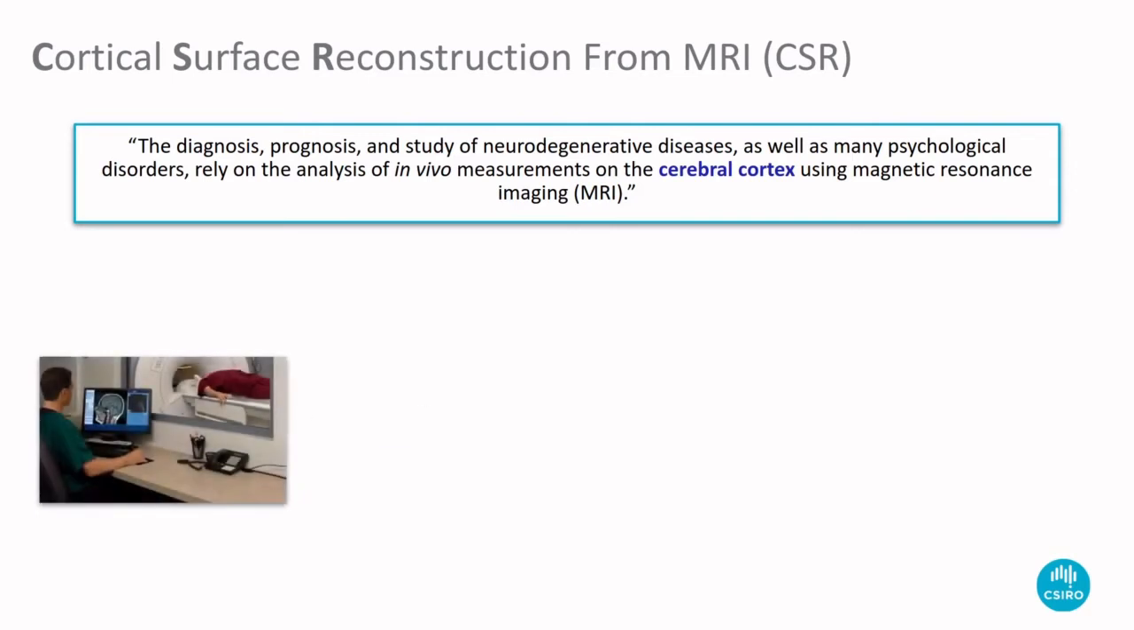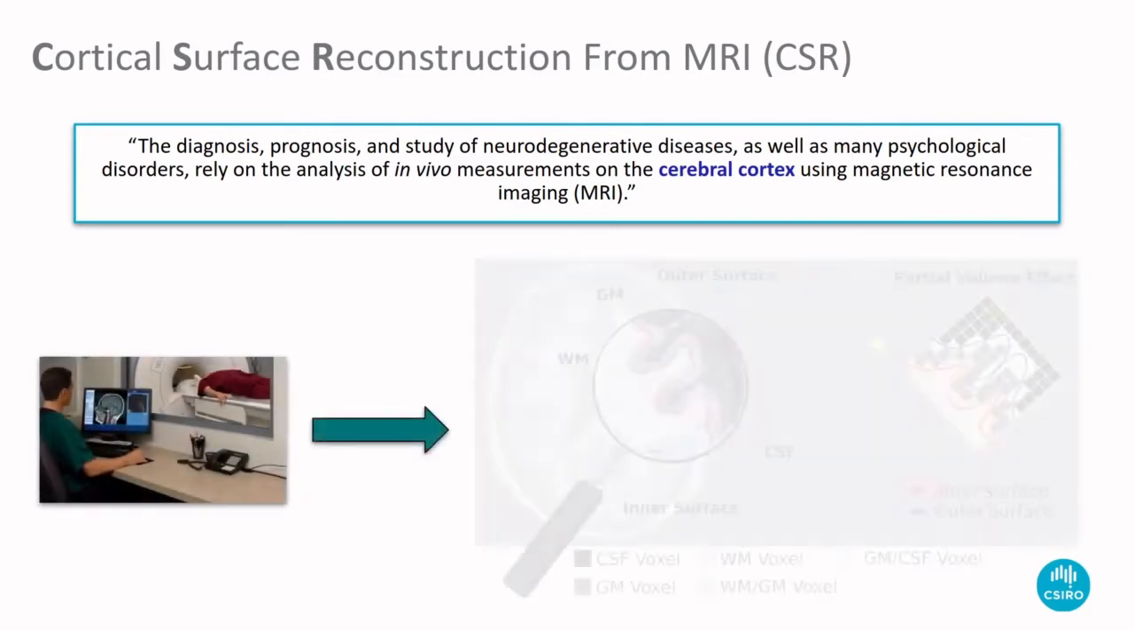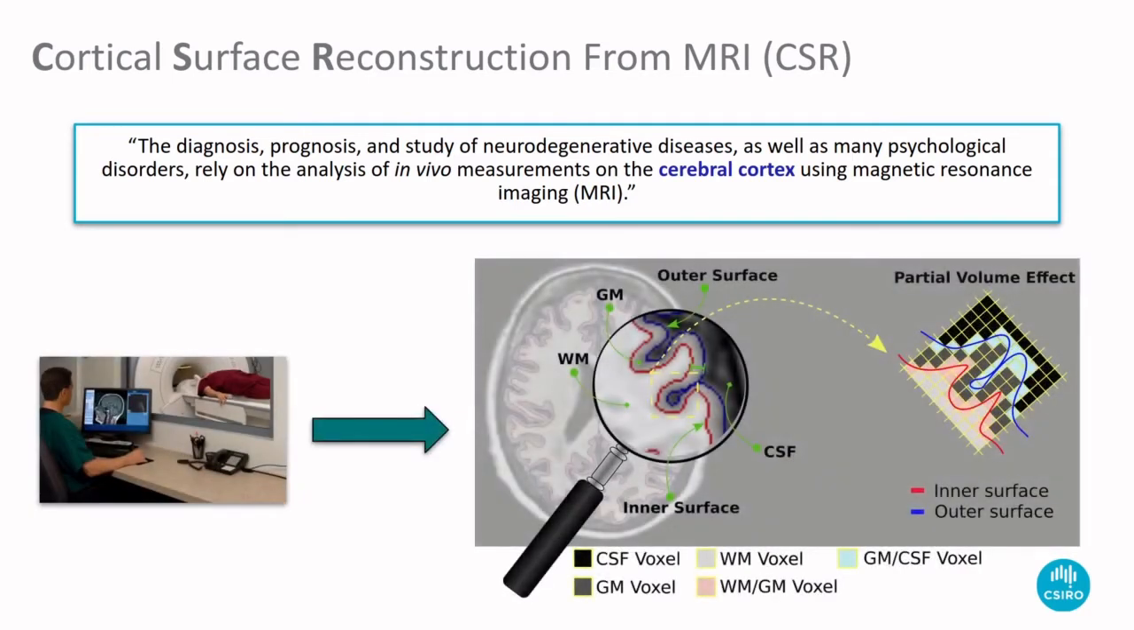The goal is basically to estimate triangular meshes for the inner and outer cortical surfaces defined in the brain cortex from MRI images. The inner surface, here in red, separates the white matter tissues from the gray matter tissue, while the outer surface, here in blue, separates the CSF from the gray matter. Note that these surfaces are highly folded, and subvoxel precision is required to reconstruct them well.